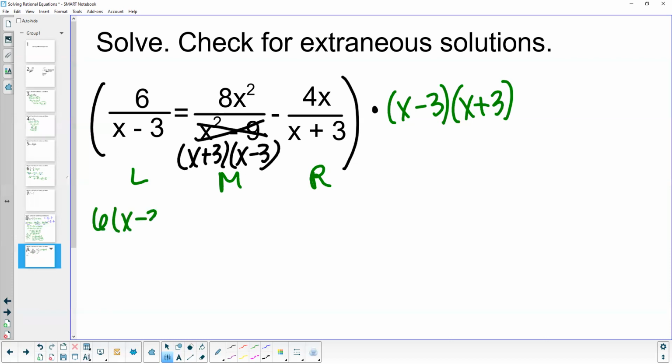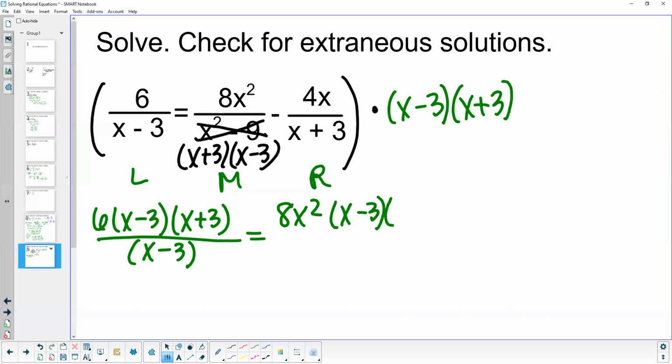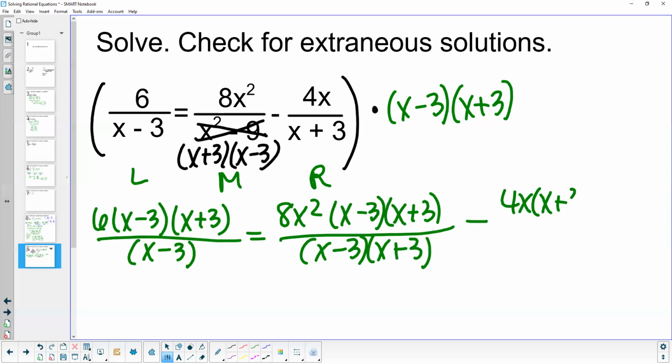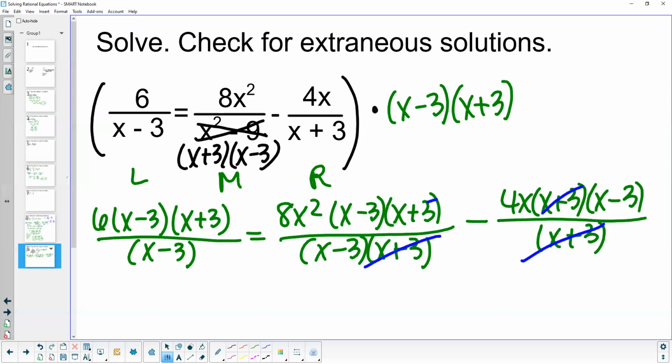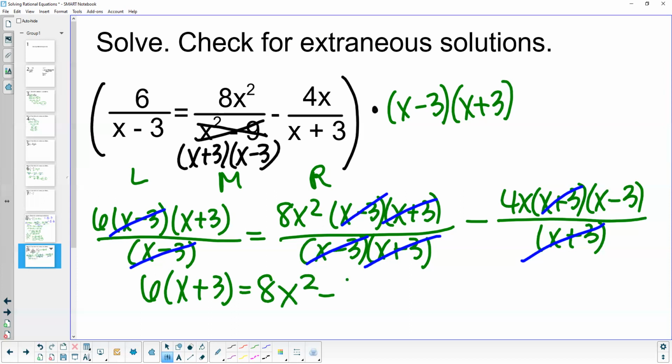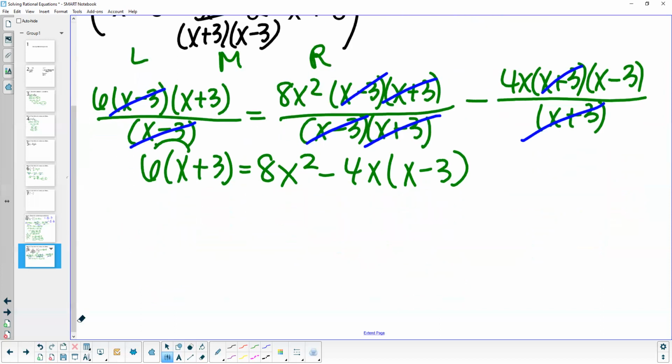Now we have 6 times x minus 3, x plus 3 over x minus 3 is equal to 8x squared times x minus 3, x plus 3 over x minus 3, x plus 3 minus 4x times x plus 3, x minus 3 divided by x plus 3. And then we can go through and cancel out what's in common on top and bottom of each of these fractions here. And we end up getting 6 times x plus 3 is equal to 8x squared minus 4x times x minus 3. And now what we want to do is go ahead and factor this so that we can solve it out here.